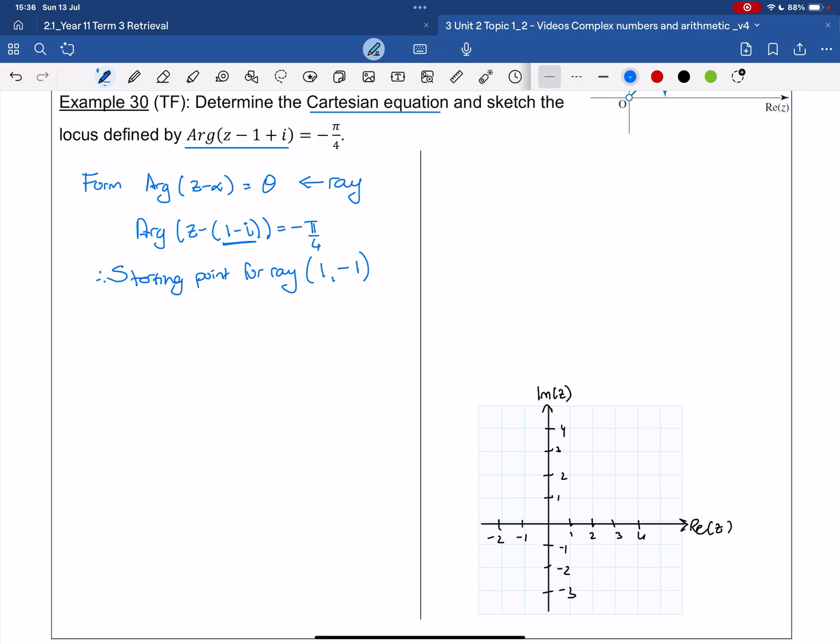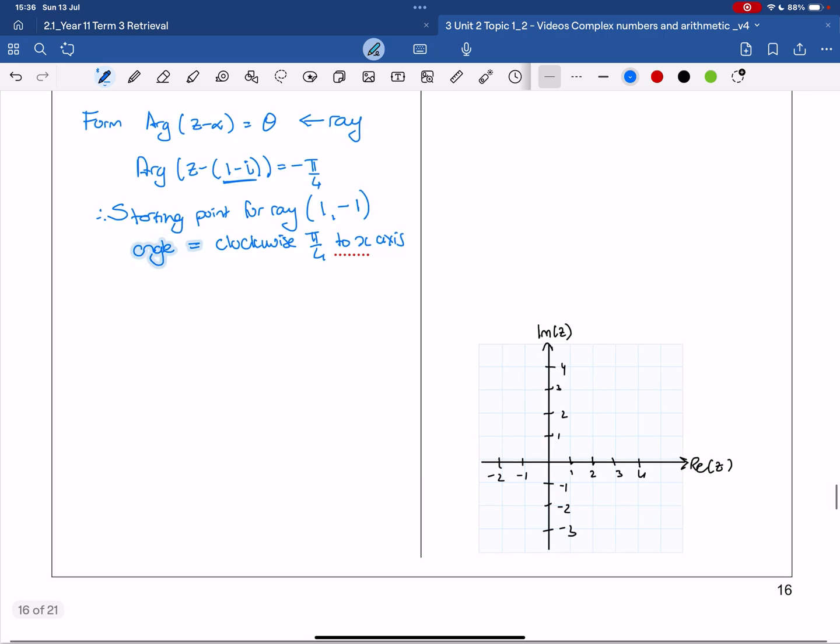Okay. And then the angle is going to be clockwise because it's negative pi on 4 to the x-axis. Okay, so that kind of tells us where this thing is, but they also want us to find the Cartesian equation. Now, in order to do that, we need to turn it into something we recognize. So we follow our process.